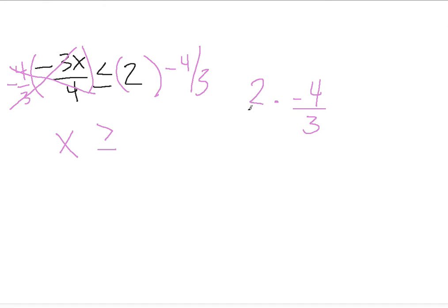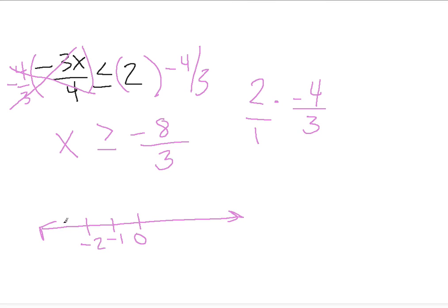When we multiply fractions, we're just multiplying the top by the top and the bottom by the bottom. So you can think about how this really has a 1 underneath it. So 2 times negative 4 is negative 8, and 1 times 3 is 3. So what this says is x must be bigger than or equal to negative 8/3. We're going to plot that on our number line. So we know we have 0, negative 1, negative 2, negative 3, etc.